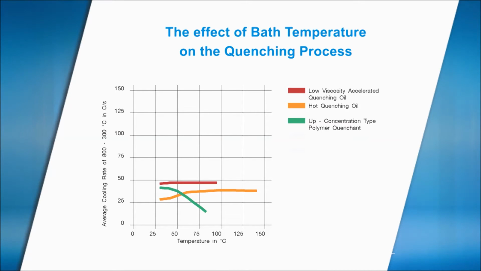The graph shows the influence of bath temperature on the quenching performance of several quenching fluids. The average cooling rate of water, additive salt in water, and up-concentration polymer quenchant reduces as bath temperature increases. Whereas, in the case of low viscosity accelerated quenching oil and hot quenching oil, the average cooling rate remains almost the same throughout its operating temperature range.